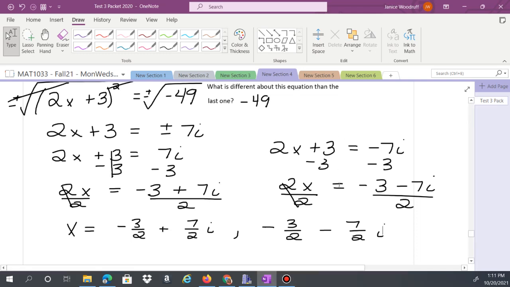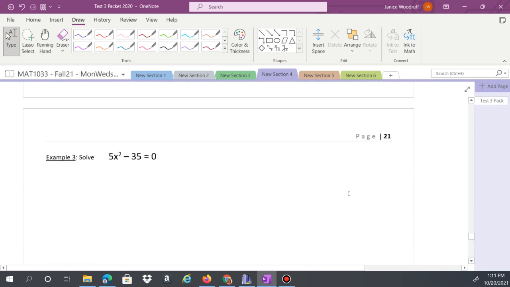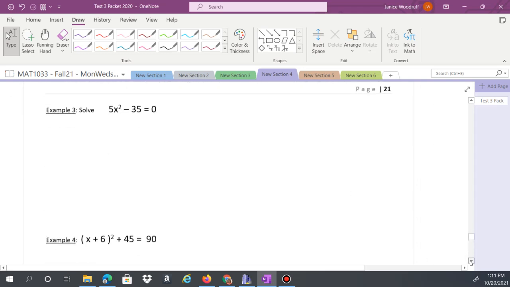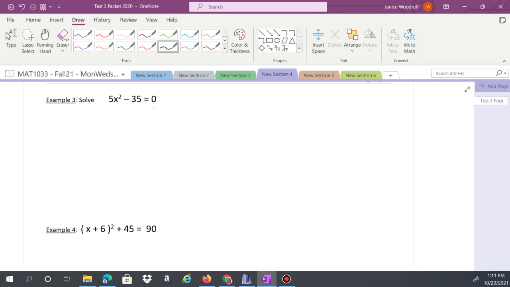So let's look at a couple of examples. Even though this does not have a parentheses in it, it still has a squared term that I can solve. I could actually solve this by factoring, but we're going to solve just by solving. So we can add 35 to both sides, and that'll give us 5x squared equals 35.